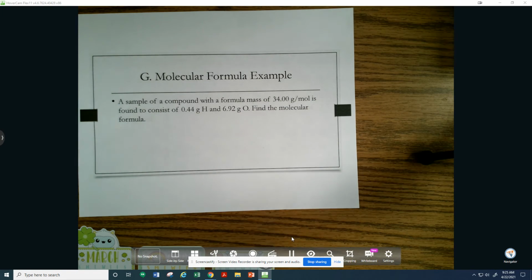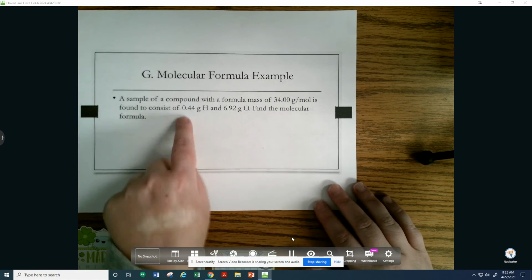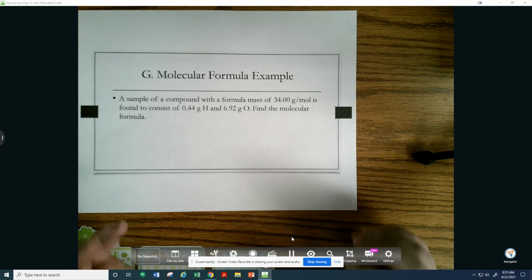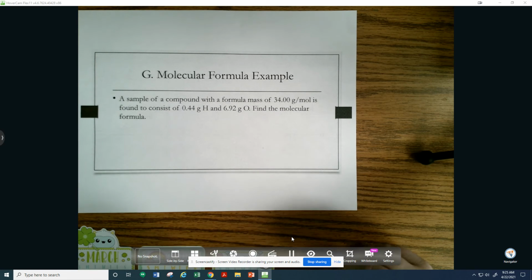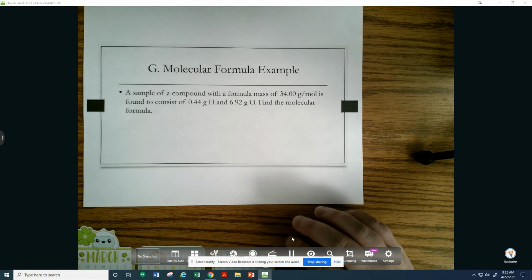So in this next one, it's kind of a double whammy in that it does not give you the empirical formula. So what you have to do, just like the front side, is find an empirical formula. It just tells us how much we have of each, unlike the last one where we were given the empirical formula. So sometimes you have to complete both steps.